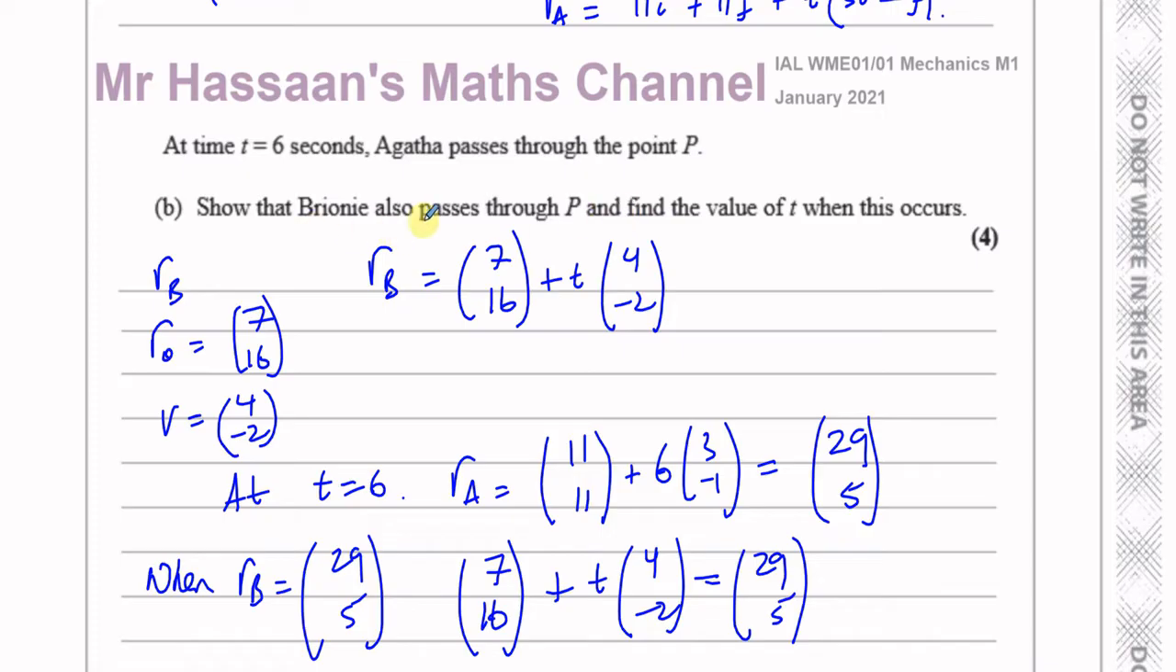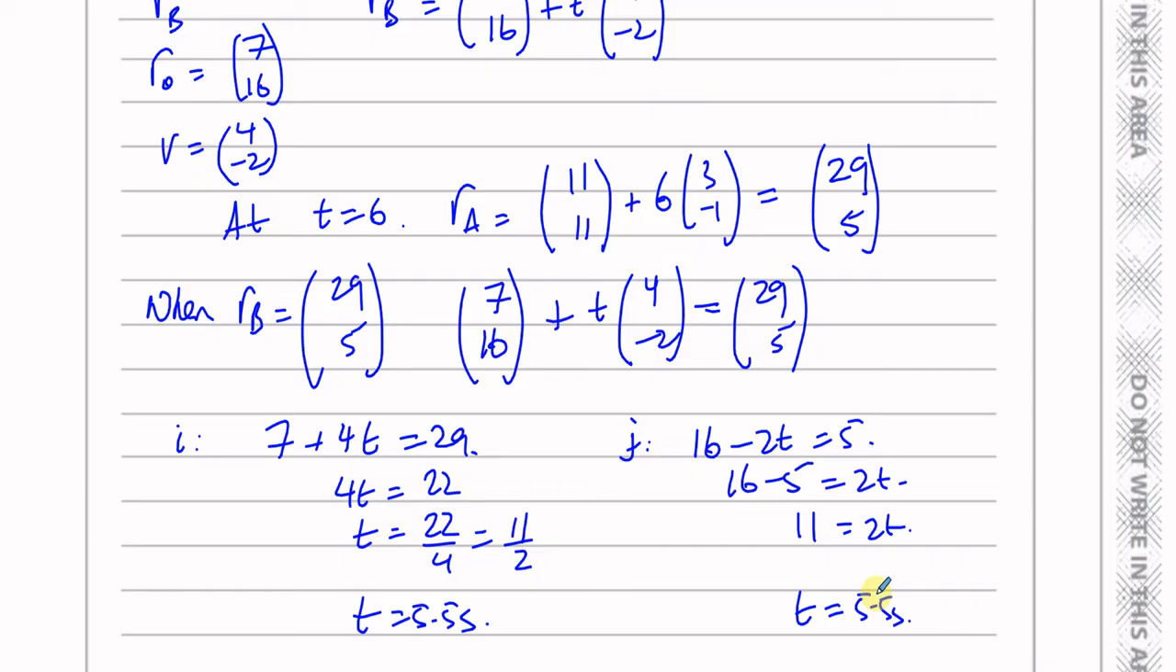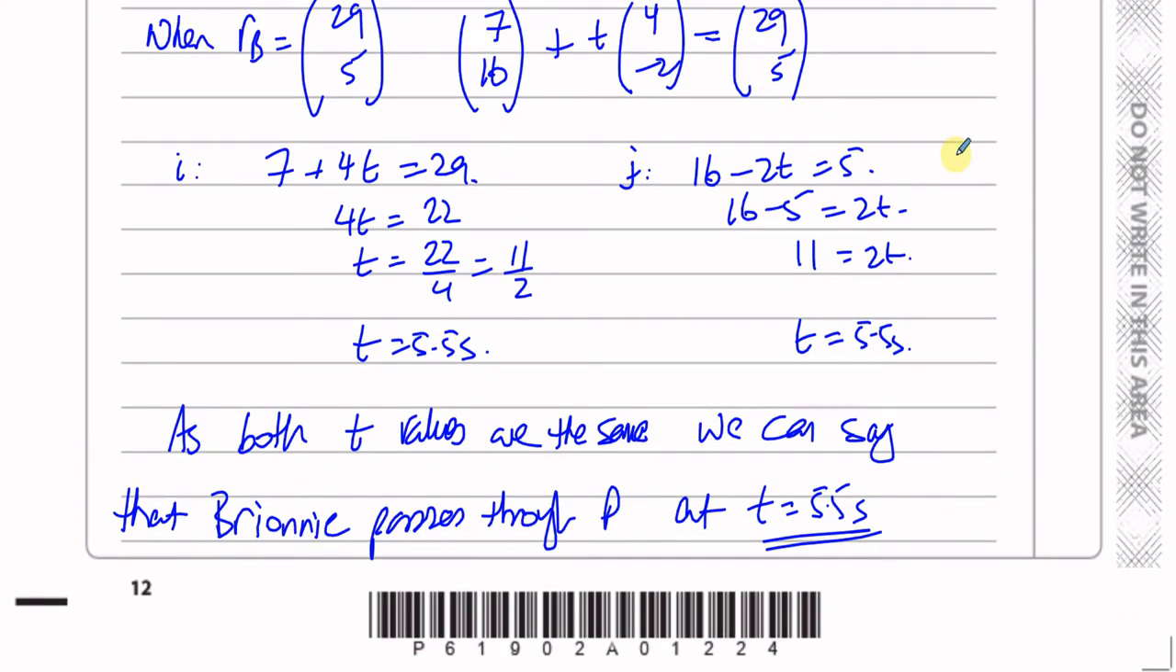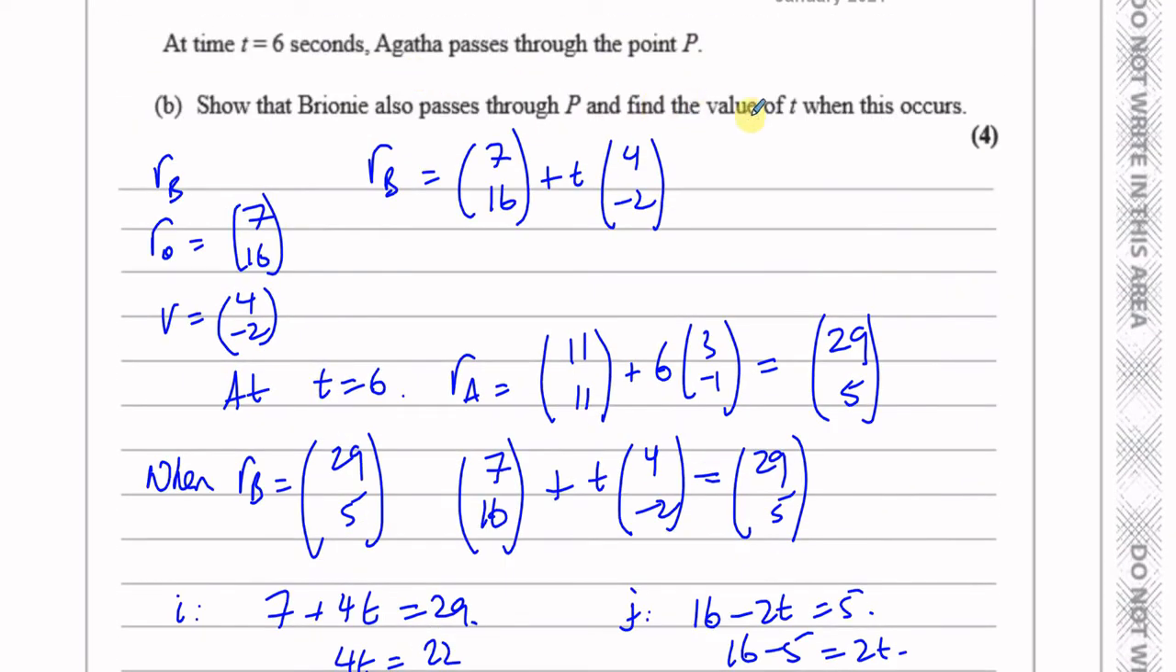We proved that she passes through P because we equated her position vector with P and found that the T was the same for both of them. Therefore, she passes through that point at that time. So we've done that. Find the value of T where this occurs. That's the answer to part B.